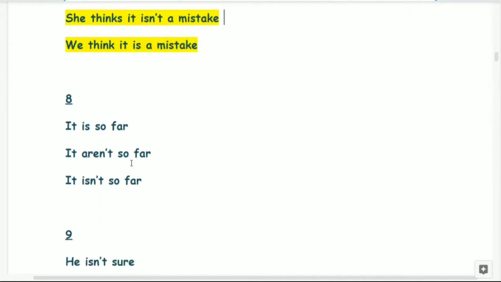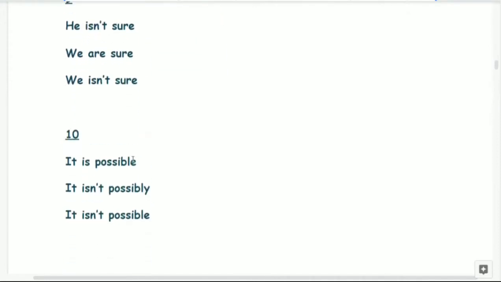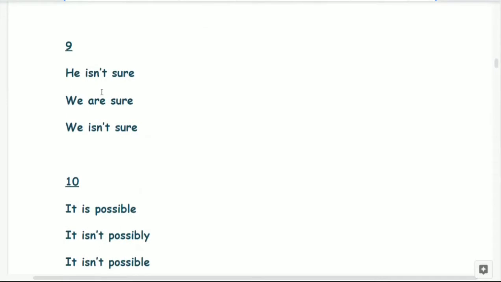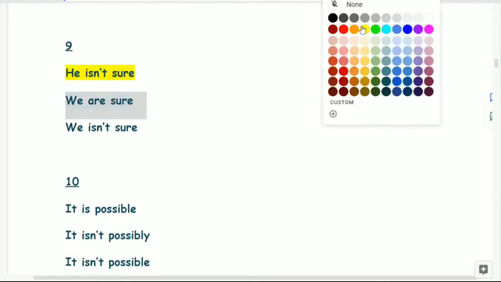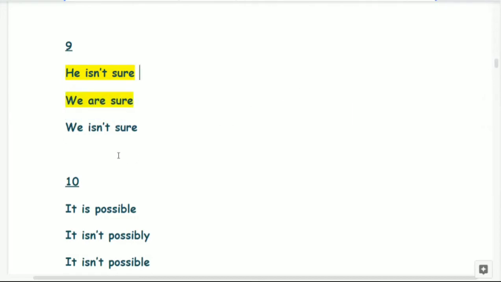The eighth is yours and the ninth is mine. He isn't sure. We are sure. We isn't sure. The first one is correct: he isn't sure, o emin deyil. The second one, we are sure, yani biz əminik, is correct. But the last one, we isn't sure, is wrong. We don't use is with we. We use are. That's why it should be we aren't sure.